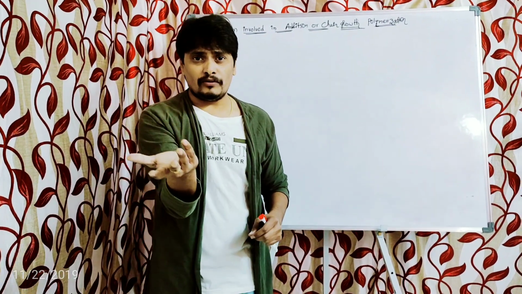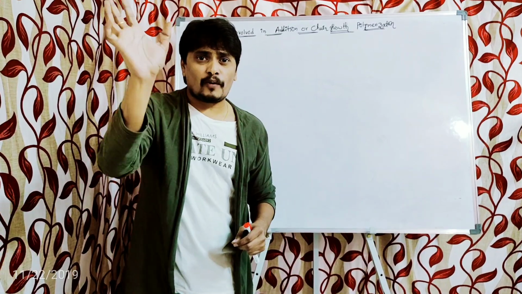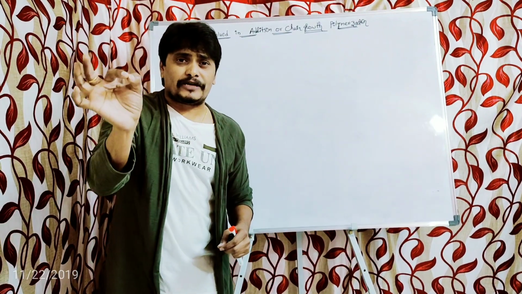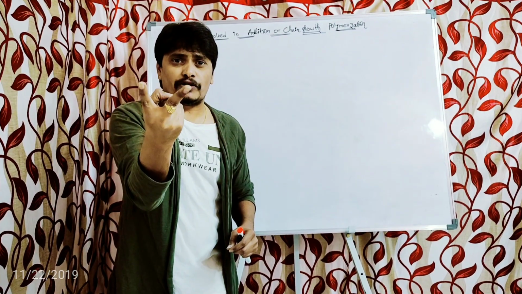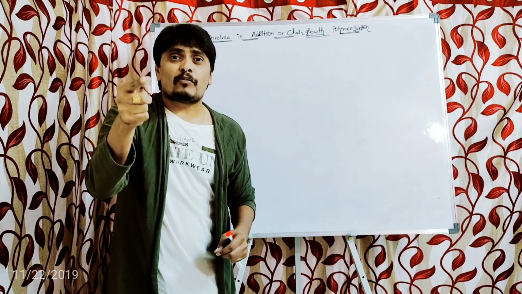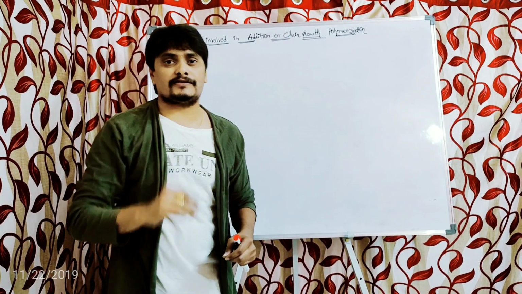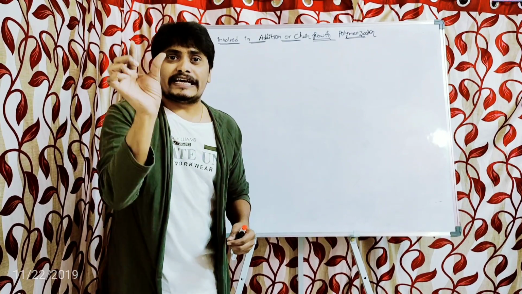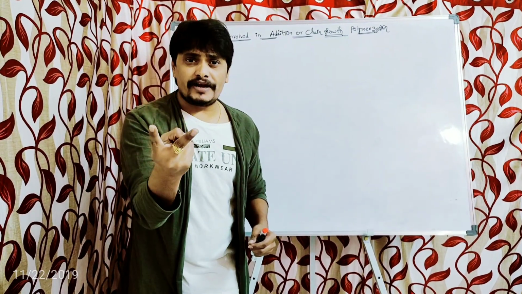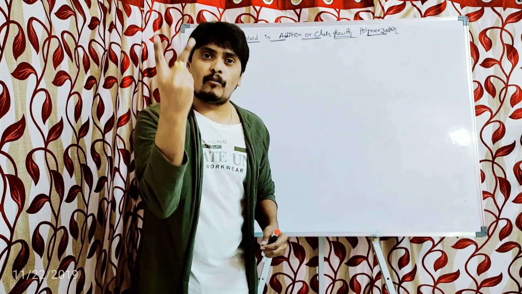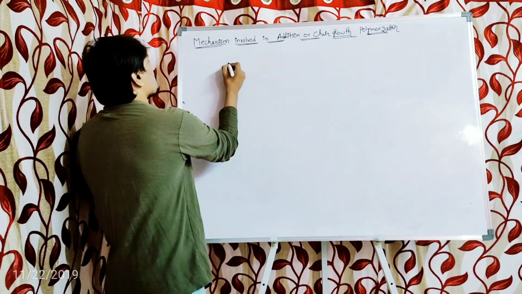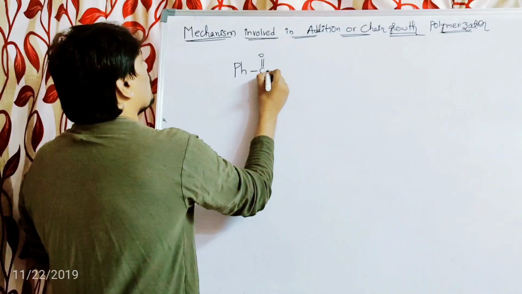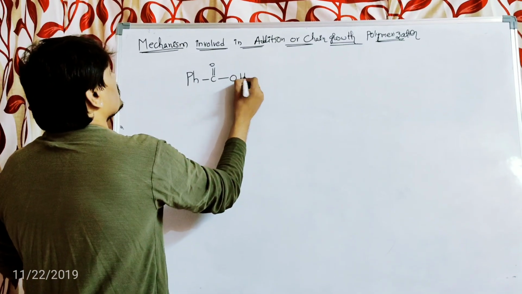Now we know benzoic acid: Ph, C double bond O, OH. In order to get the structure of benzoyl peroxide from benzoic acid, we need to combine two benzoic acid molecules and remove the hydrogen molecule from them. So this is how the benzoyl peroxide structure results from the combination of two benzoic acid molecules. That is Ph, C double bond O, OH, right. So what is this, students?